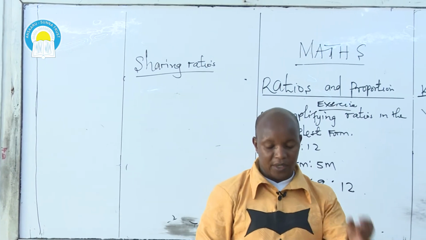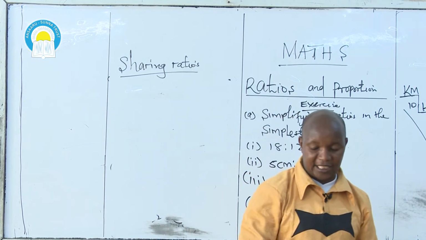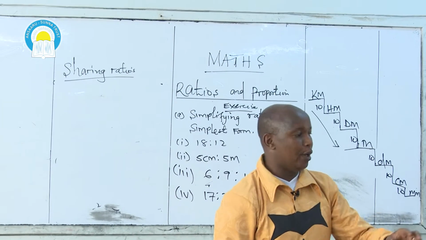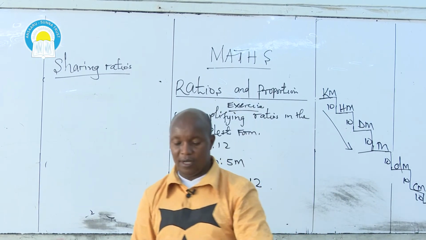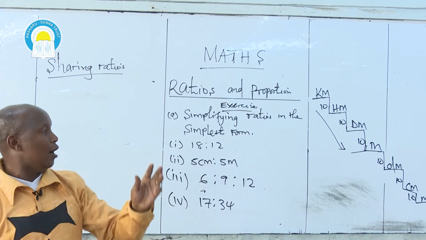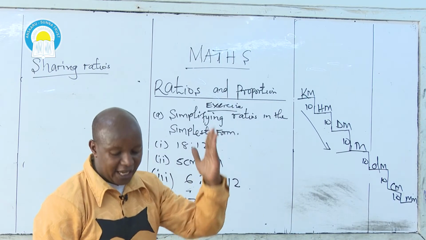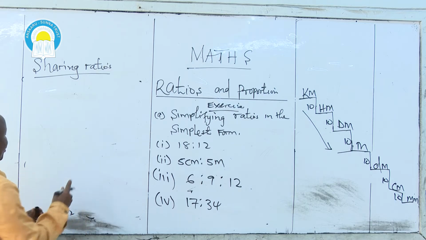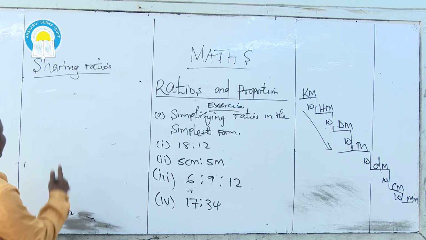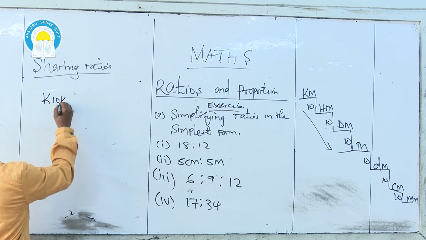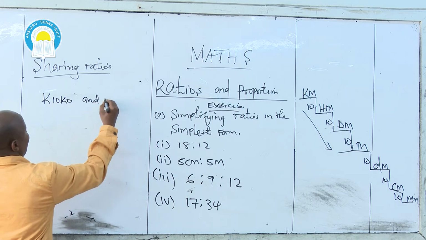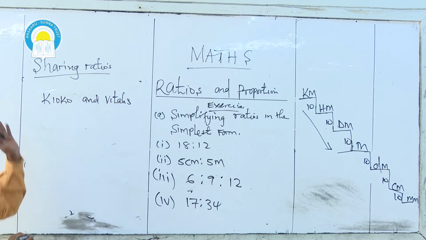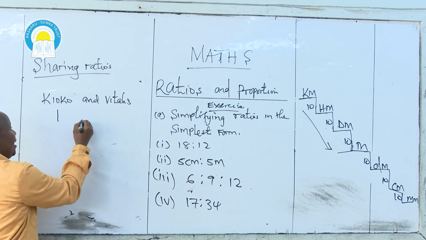For example, now, Kioko and Vitalis shared money in the ratio 1:4. Here we have two people. We have your teacher, Mr. Kioko, and you also have your other teacher, who is Teacher Vitalis. So they are sharing money in the ratio 1:4. Remember, the way the names follow one another. I started by saying Kioko and Vitalis. Those are two people, two teachers. They are sharing their money in the ratio 1:4.